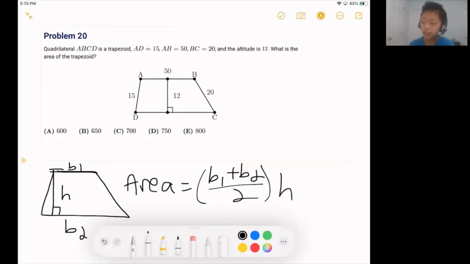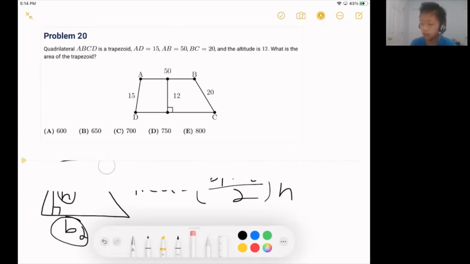And we see in this question, it's very nice of them. They gave us AB is 50, that's basically base B1. And they told us the height is 12, so they basically told us H. So to find the area of the trapezoid, all we need now is this base B2. Or in the diagram, what is the length CD? Once you find the length CD, we can essentially find the area of this trapezoid.